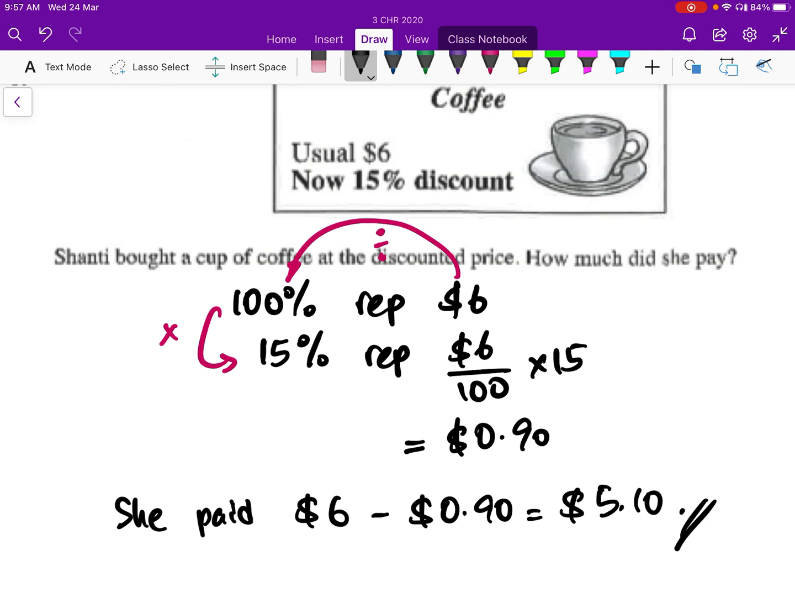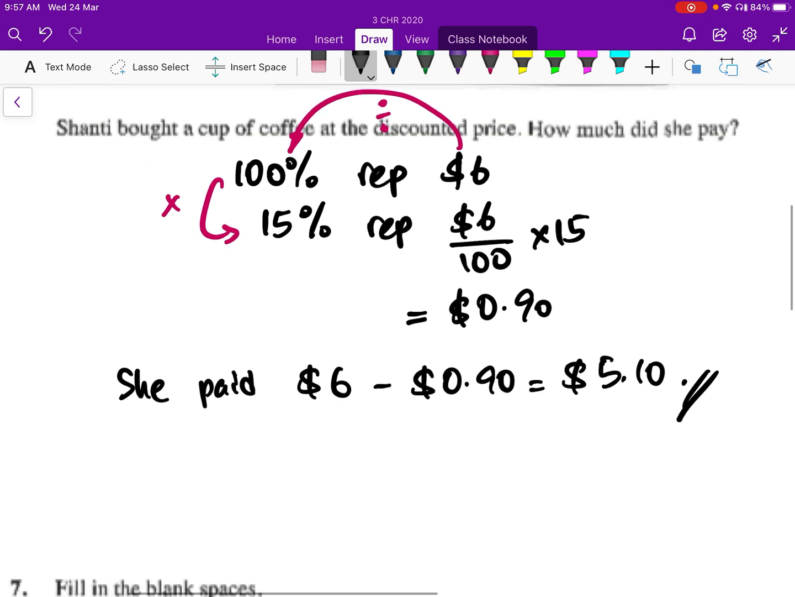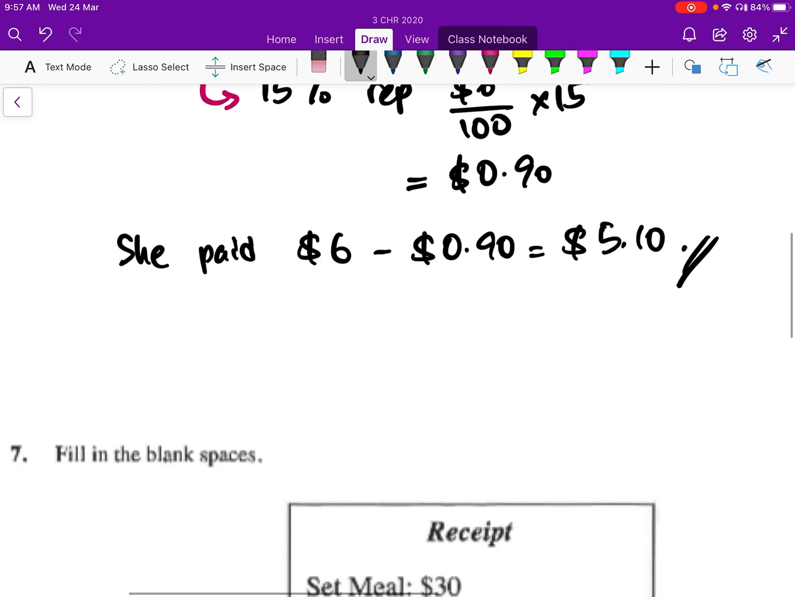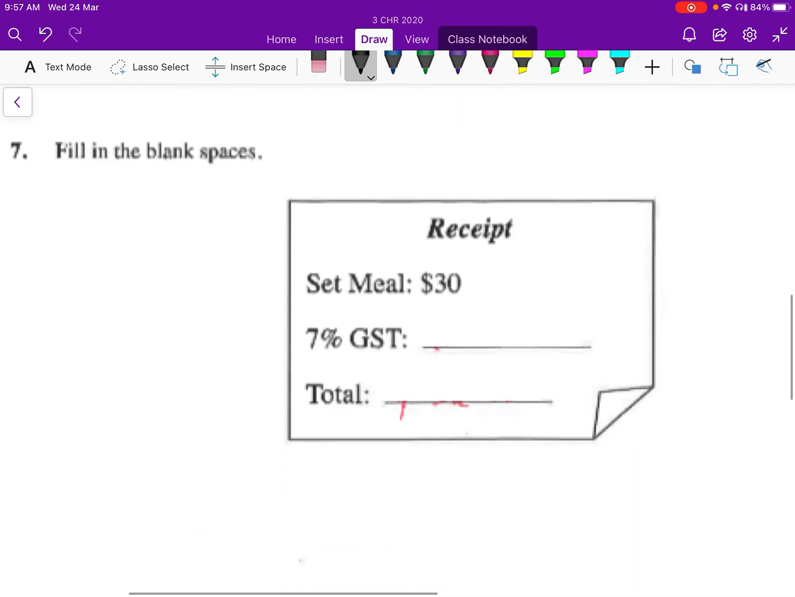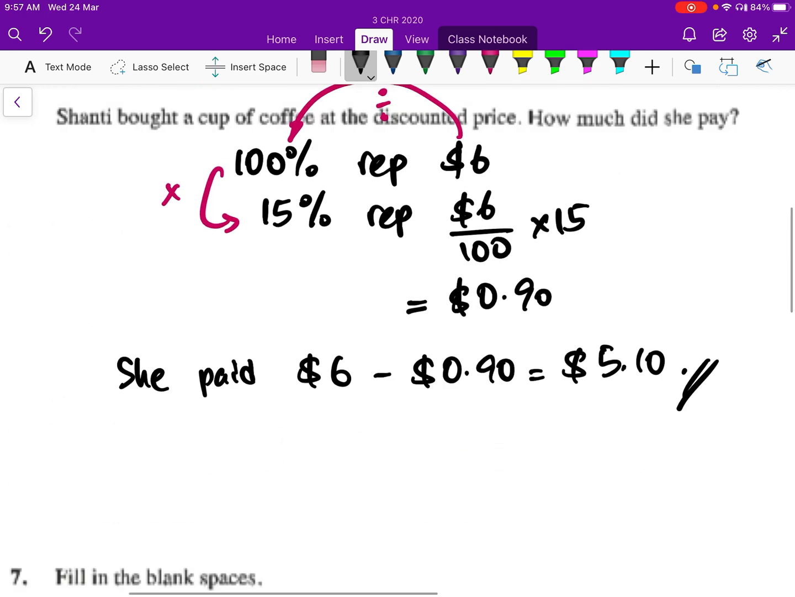Super expensive. Do you all go Starbucks? So expensive. Why do you go Starbucks? Go and buy the instant coffee and do it yourself. Huh?